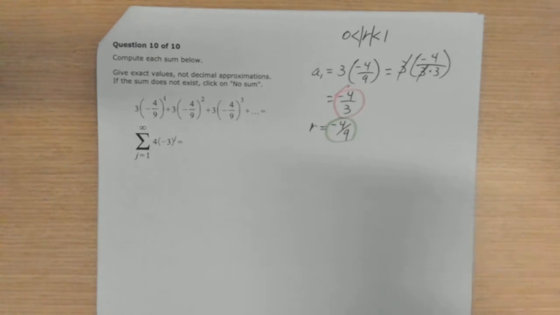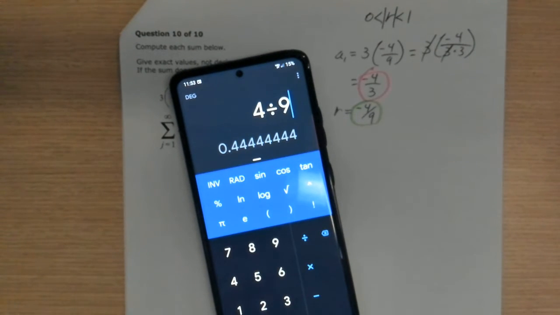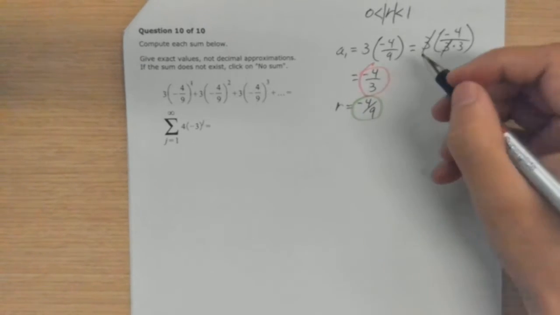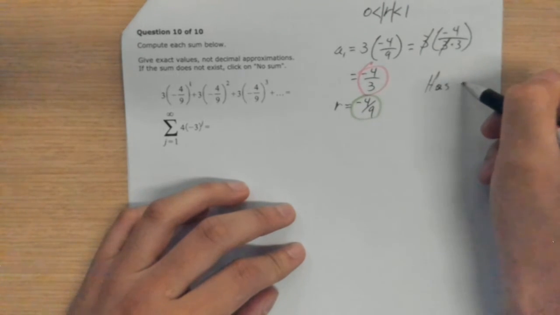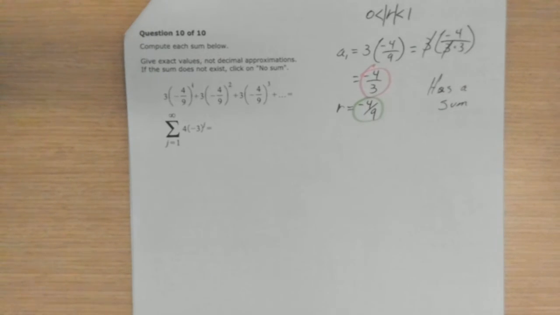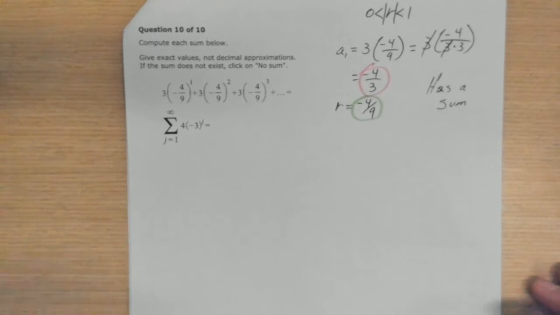You can double check if you put it in the calculator. If you put 4 divided by 9, it gives you 0.4444. Is 0.444 a value between 0 and 1? It is. Anything that's like 0 point something something something, that's a value between 0 and 1. So guys, this has a sum. Remember that there's the chance that we may have no sum. Well, I double checked my common ratio, so this is going to have a sum.